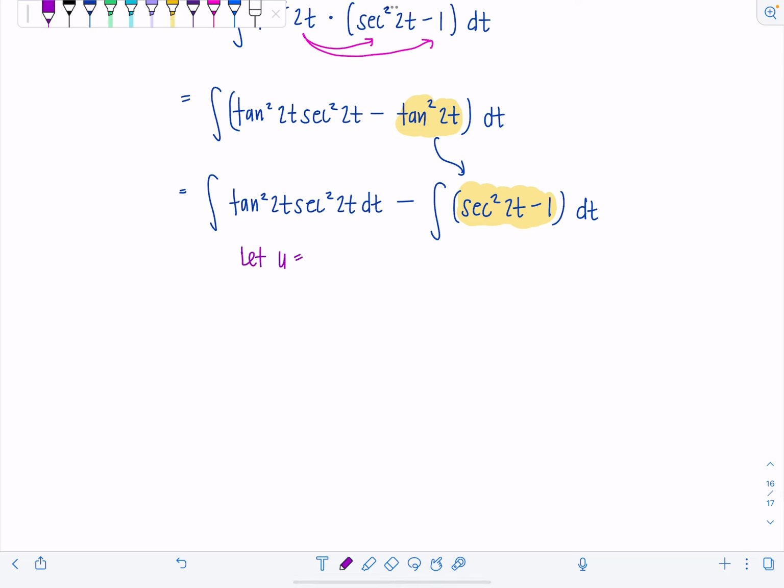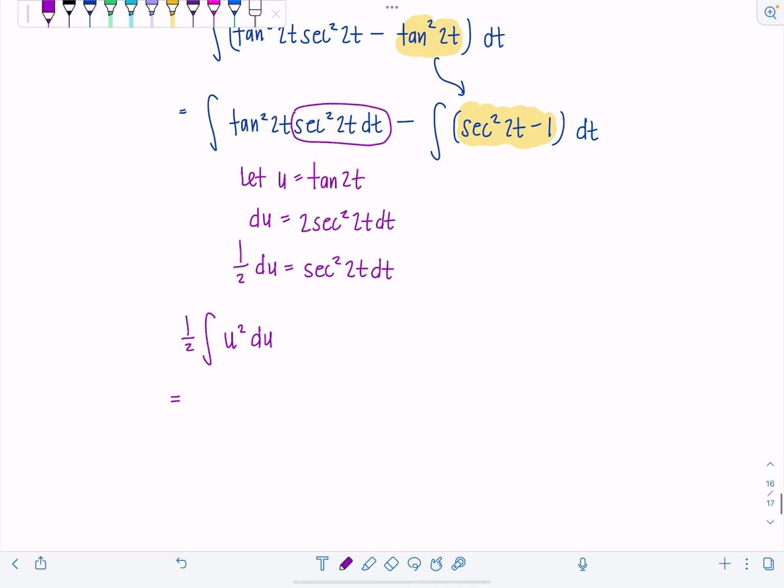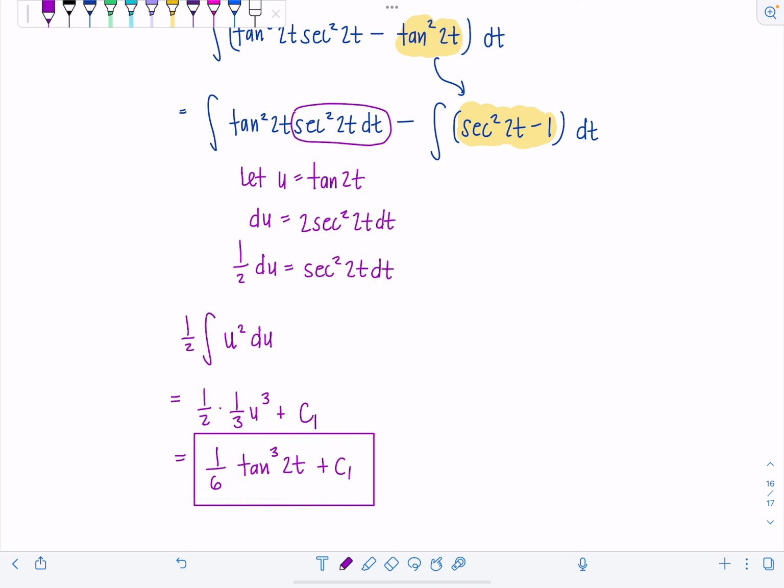So we're going to let u just be tangent 2t. Then du would be 2 secant squared 2t dt, which I have right here. So that means 1/2 du is secant squared 2t dt. So this integral is going to be u squared, and then we have a 1/2 du. Integrating from there gives me 1/2 times 1/3 u cubed plus c1. So this is 1/6. U was tangent 2t, so tangent cubed 2t plus c1. That guy is done.